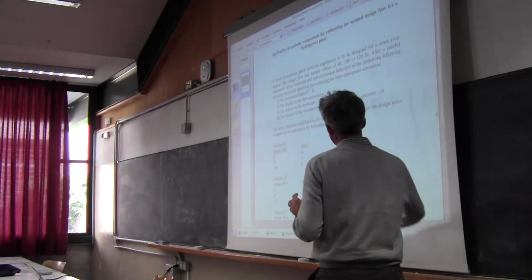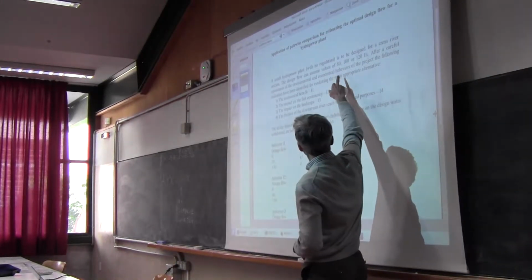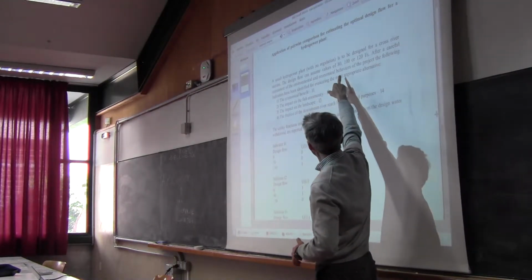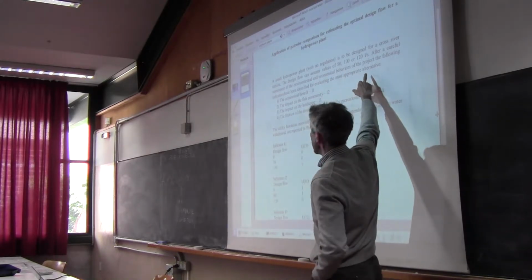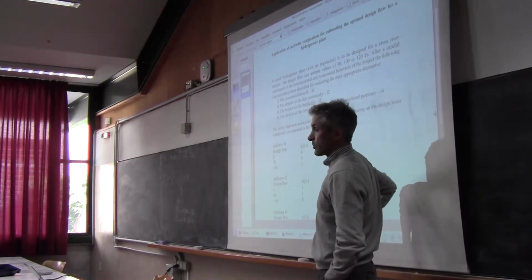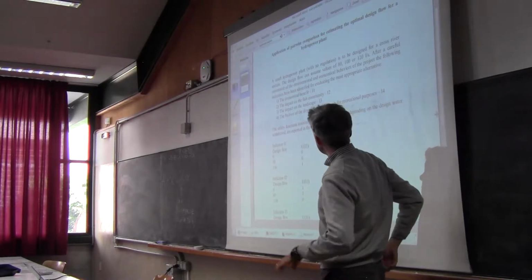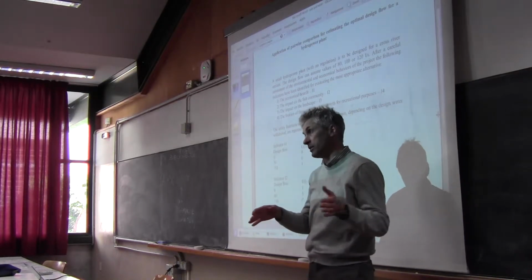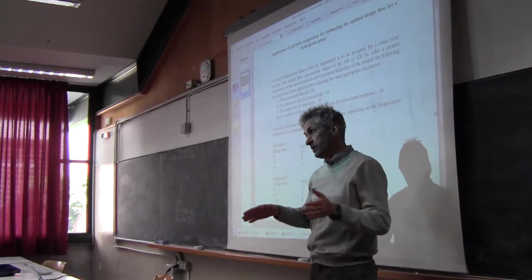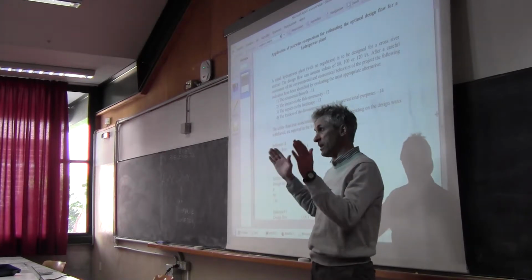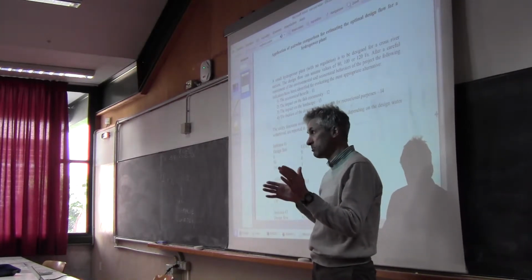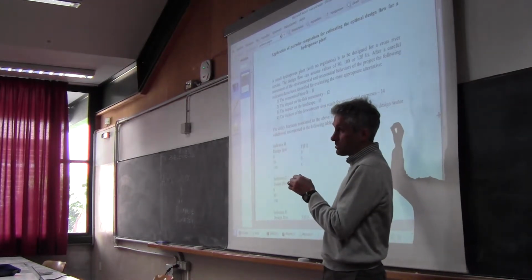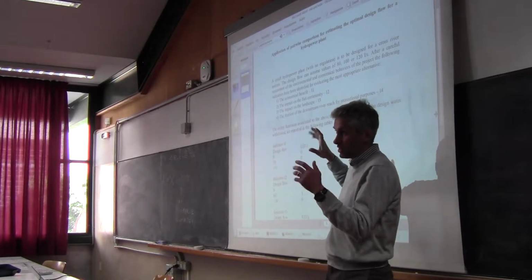The exercise says that the design flow can assume values only for 3 values. And these values are 80, 100, or 120 liters per second. Of course, this is a situation which is not really realistic, because usually the design flow is a real variable which can vary continuously within a specified range. Usually it doesn't assume fixed values. This is a situation that was adopted here in order to simplify the computation.